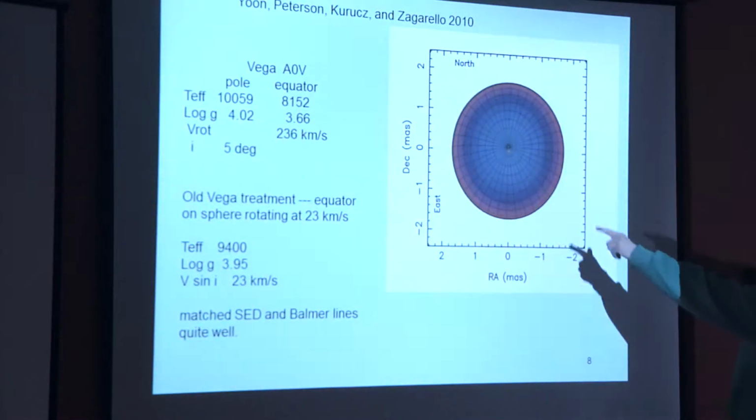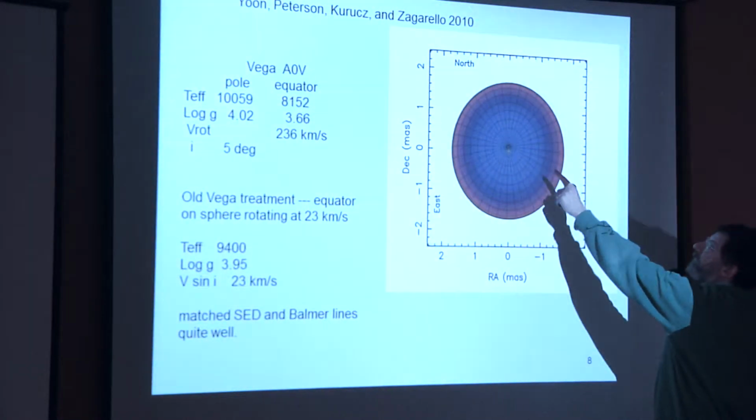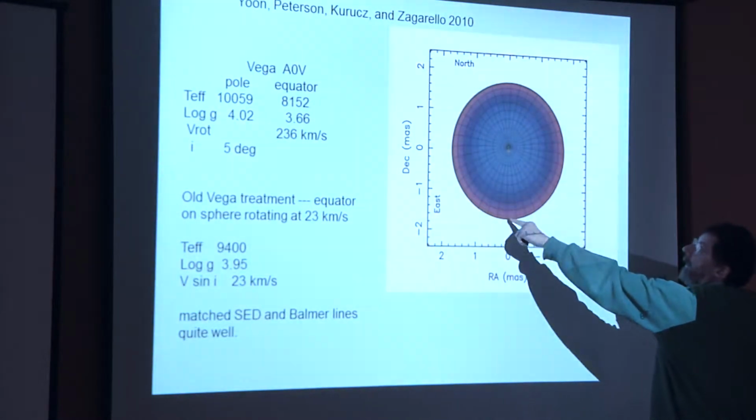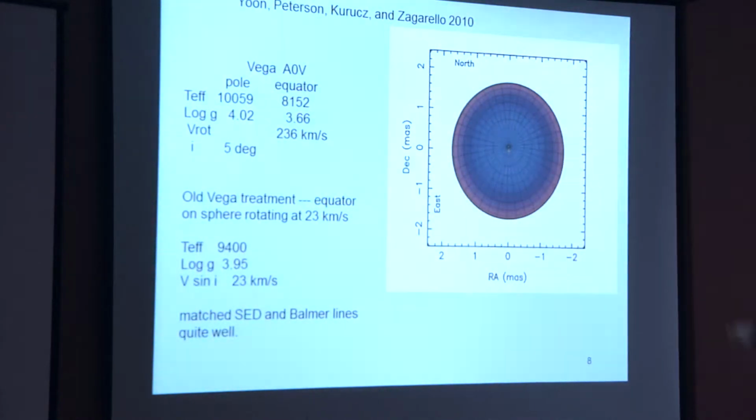And the temperature at the pole is 10,059 degrees. At the equator, which is right here, it's 8152. The gravity is a factor of 2 higher at the pole than at the equator.